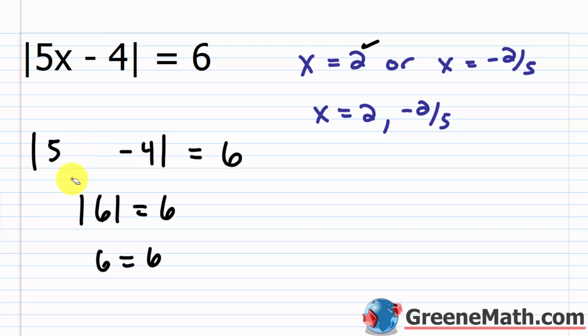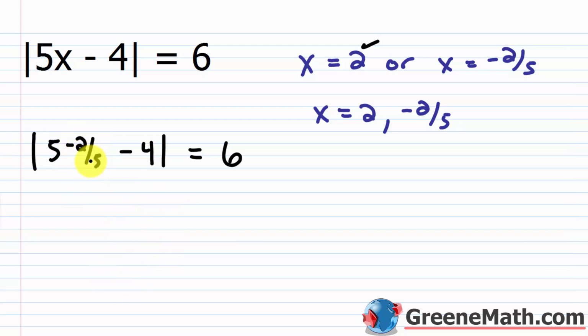Then the other one is negative 2/5. So 5 times negative 2/5, the 5s would cancel. You'd have negative 2 minus 4, which is negative 6. So you basically have the absolute value of negative 6, which we know is 6. So 6 equals 6 here. So this one checks out as well. So again, x equals 2 or x equals negative 2/5.